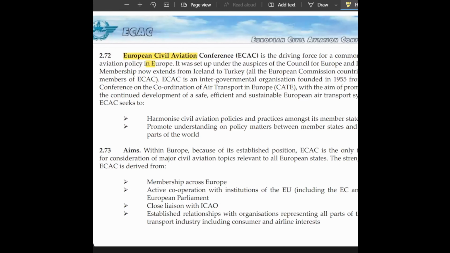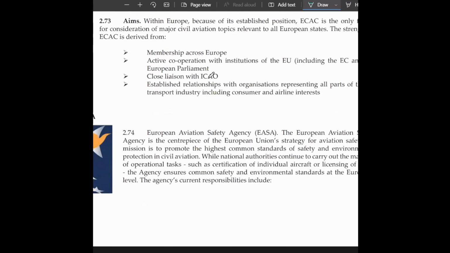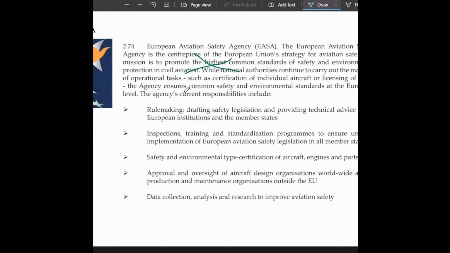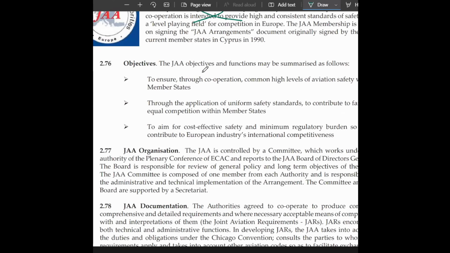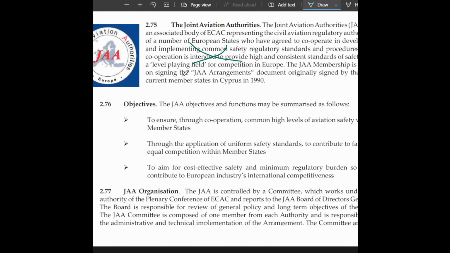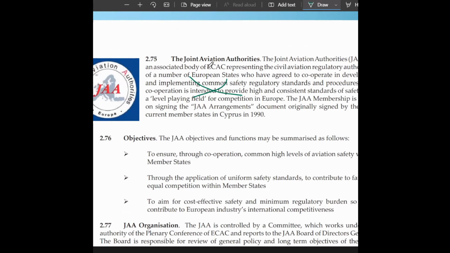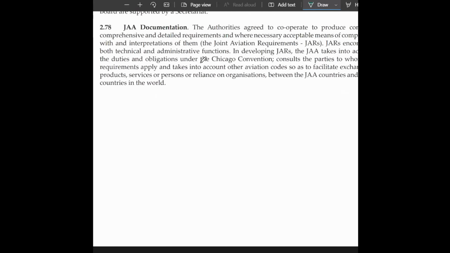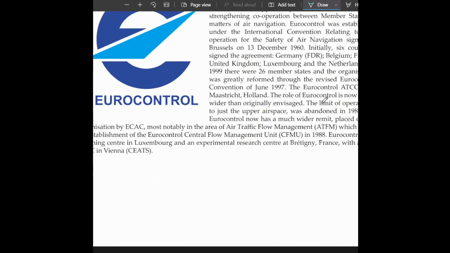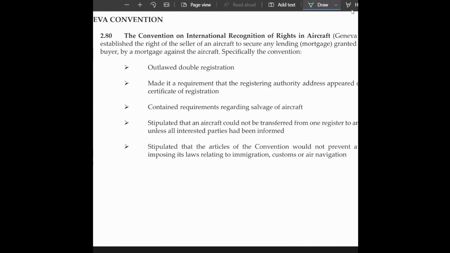This is not important, so don't bother reading this for now. Oxford books originated in the UK, so they deal with more emphasis on JAA, the European Union, and all of that. For us, it's not too important. Eurocontrol agreement not needed. Now we come to the Geneva Convention.